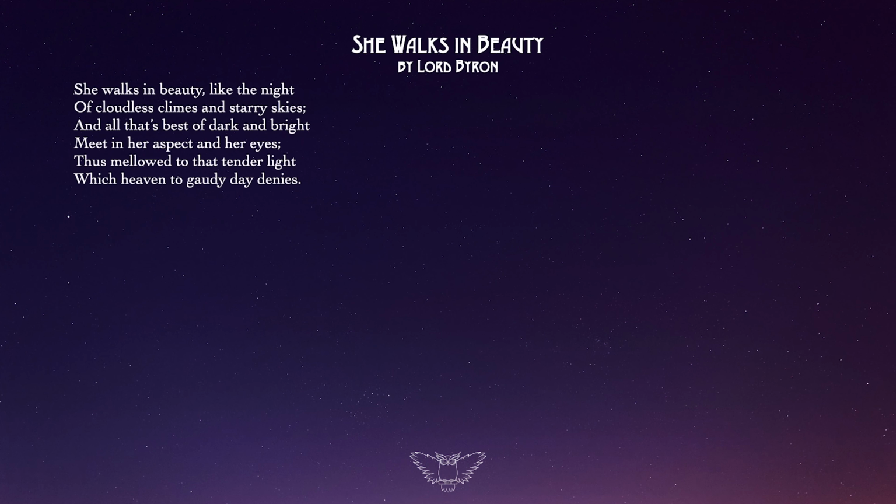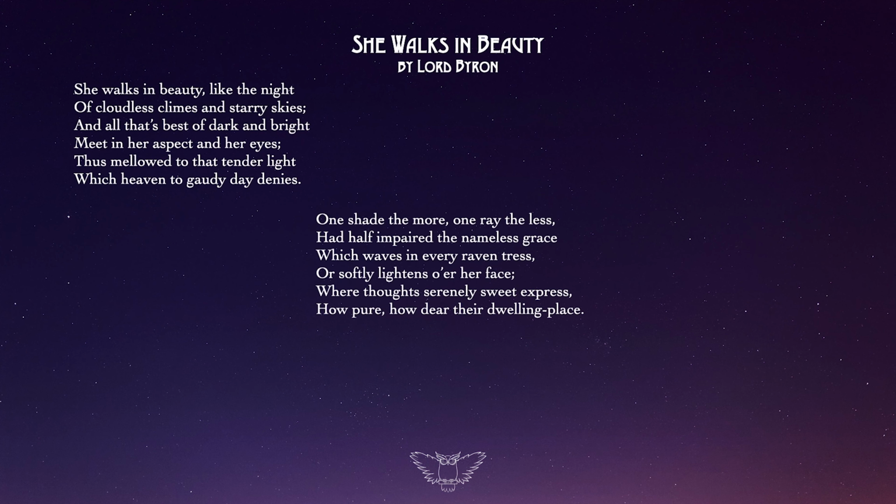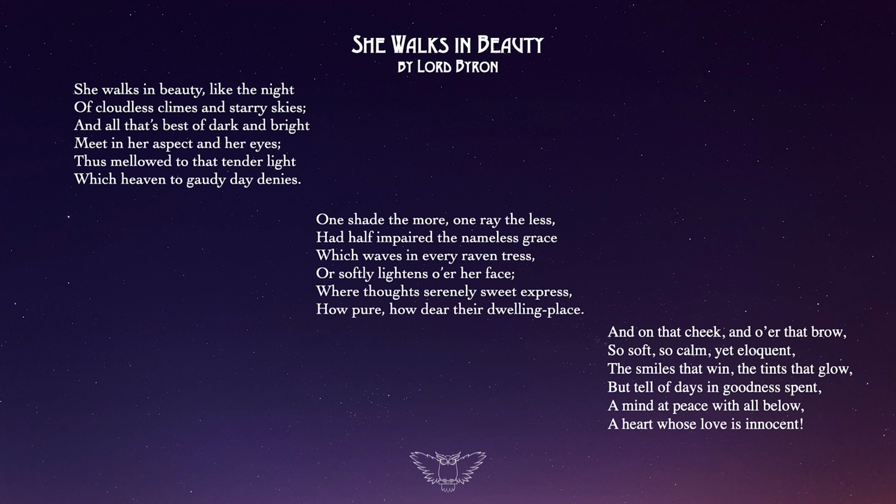She walks in beauty like the night of cloudless climes and starry skies, and all that's best of dark and bright meet in her aspect and her eyes. Thus mellowed to that tender light which heaven to gaudy day denies. One shade the more, one ray the less, had half impaired the nameless grace, which waves in every raven tress, or softly lightens o'er her face, where thoughts serenely sweet express, how pure, how dear their dwelling place. And on that cheek, and o'er that brow, so soft, so calm, yet eloquent, the smiles that win, the tints that glow, but tell of days in goodness spent, a mind at peace with all below, a heart whose love is innocent.